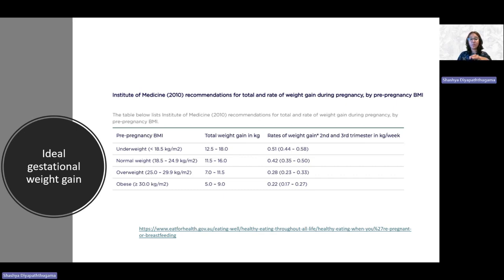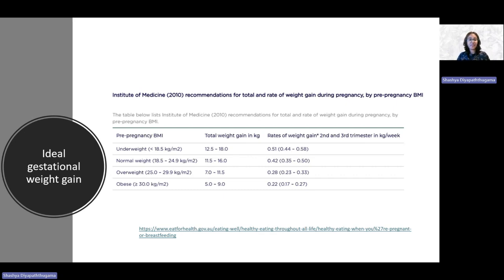If somebody was underweight before becoming pregnant, they have more allowance for weight gain. They can gain from 12.5 up to 18 kilograms. But if the woman was overweight or obese before becoming pregnant, they cannot gain much weight. So they have lower values. If somebody's weight gain is higher than what is recommended based on their pre-pregnancy BMI, that could be associated with higher risk of adverse maternal and infant outcomes.